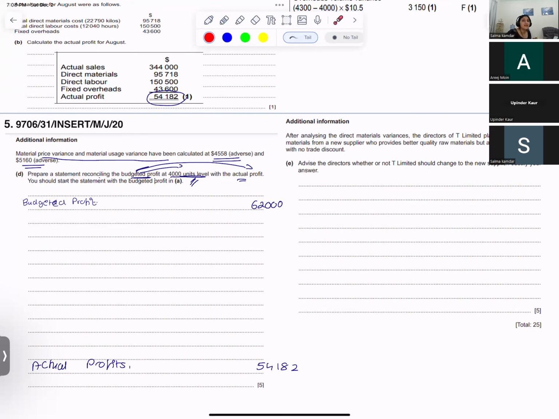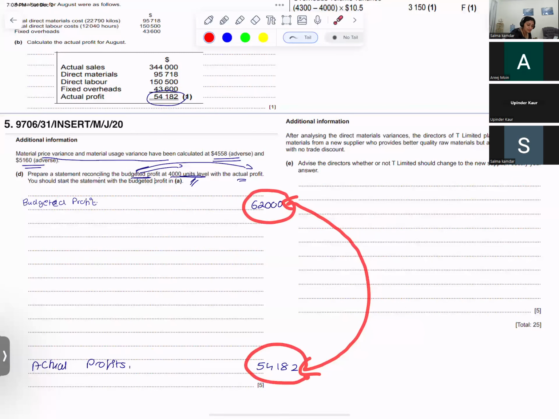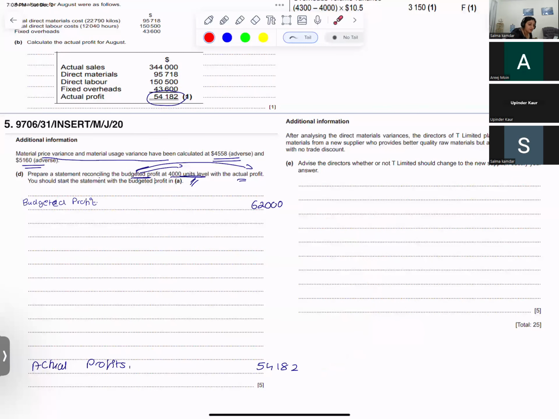So when they are telling you to prepare a statement reconciling, that means you have to tell the reasons why there was a difference in your expected profit and your actual profit. What was your expected profit? 62,000. What is your actual profit? 54,182. What is the reason for this difference? The variances. So you will first write all the variances that you know about. Come on, let's start with all the variances that you know.